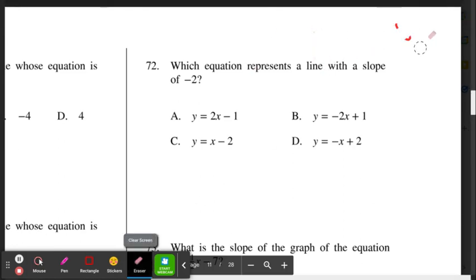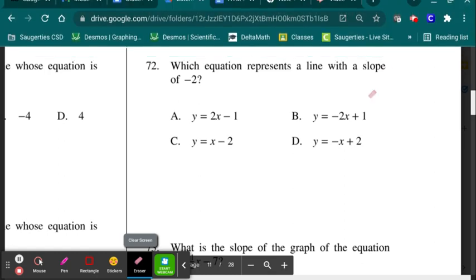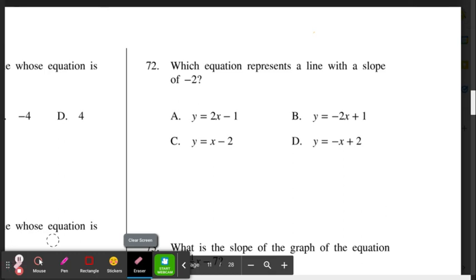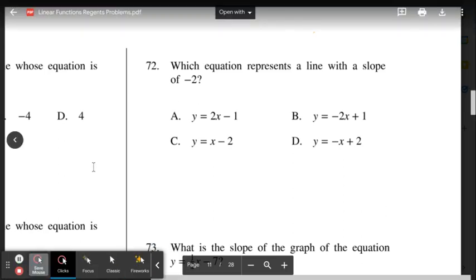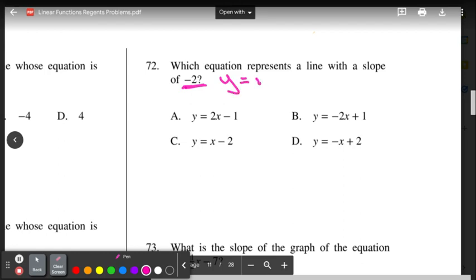Look at number 72 now. Which equation represents the line with a slope of negative 2? That means our m is negative 2. So for our equation, y equals mx plus b, that negative 2 needs to be here. So you're looking for something like this, negative 2x plus something.